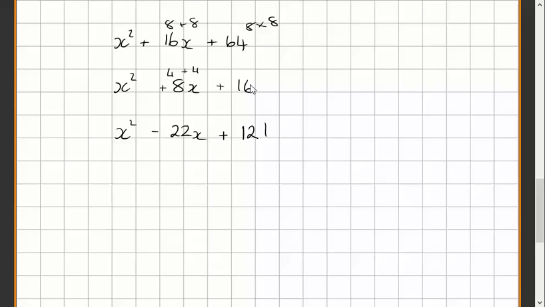We can't have a negative on the end because that would mean what in the brackets? One minus and one plus, and if you have one minus and one plus, it's not a perfect square.